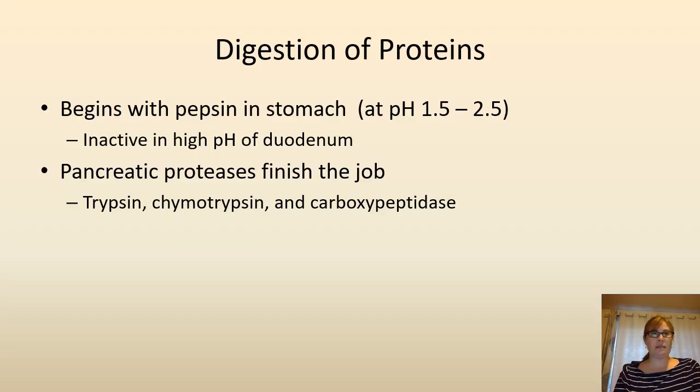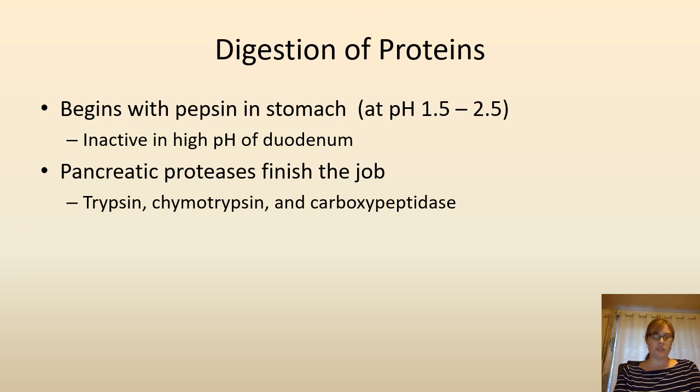Proteins we already discussed a little bit. We said that we're going to start with pepsin in the stomach, and the stomach has to be a pH of around 2 in order for this to work, for the pepsin to break down the proteins. And so we need to add the hydrochloric acid.